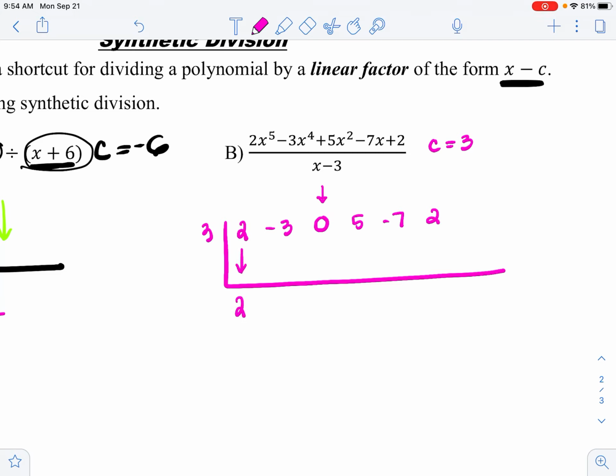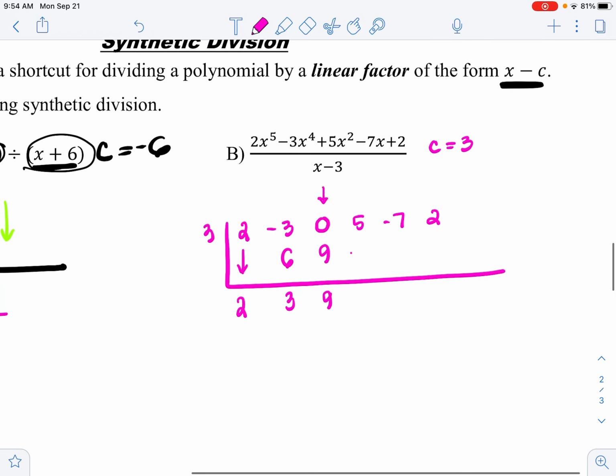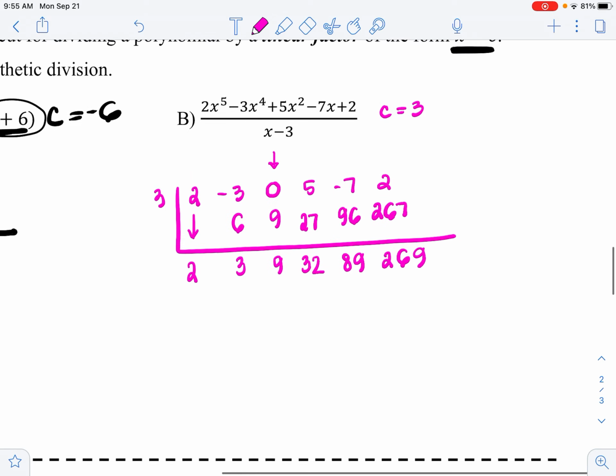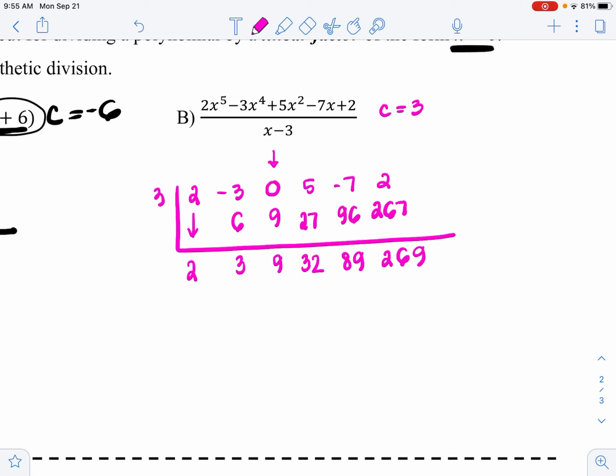All right, drop your 2. 3 times 2 is 6. Add, that's 3. 3 times 3 is 9. Add, that's 9. 3 times 9 is 27. Add, that's 32. 3 times 32 is 96. Add, that's 89. 3 times 89, I might have to, no, I don't. I can do that in my head. 90 times 3 is 270. Minus 3 is 267. See? You could have done it off to the side if you wanted to. 269.